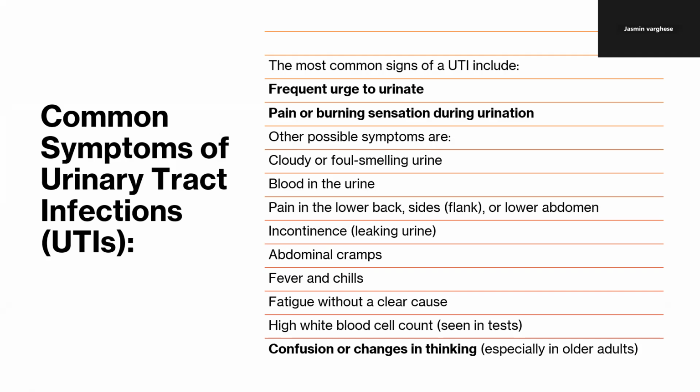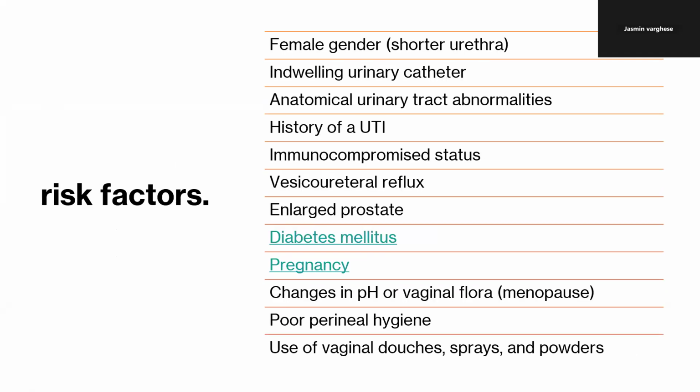Then a high white blood cell count, which is clearly visible in the blood test. Then confusion or changes in thinking, especially in older adults. So these are all the most common signs of UTI. The major signs are a frequent urge to urinate, like you always feel you need to go to the toilet, and then pain or burning sensation during urination.